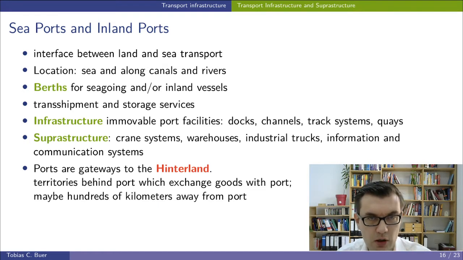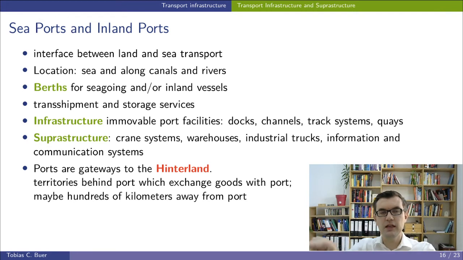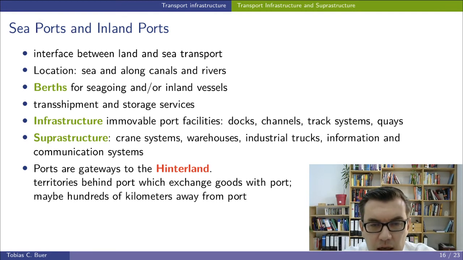So the port connects the sea with the land, and the land area that can be accessed by a port is called the hinterland. Hinterland is actually a German word that is used in English, and we say the hinterland of a port is that area that is serviced by this port. There's not a specific definition of what is the radius around the port that is called hinterland. It is mainly that area that is serviced by a specific port.